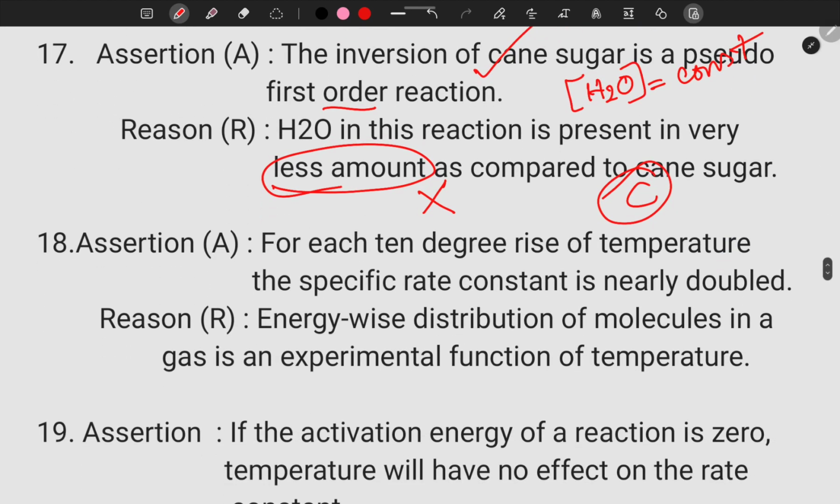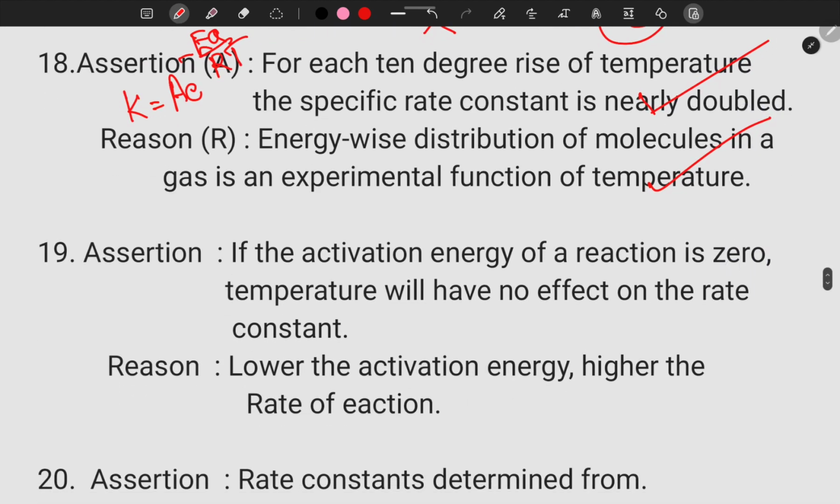The next 18th question. For each 10-degree rise of temperature, the specific rate constant is nearly doubled. According to Arrhenius equation, K is equal to A e raised to minus EA by RT. For every 10-degree rise in temperature, the rate constant gets doubled. That's true statement. Energy-wise distribution of molecule in a gas is an exponential function of temperature. That reason statement is also correct, but reason is not the correct explanation of assertion. So our option is B.